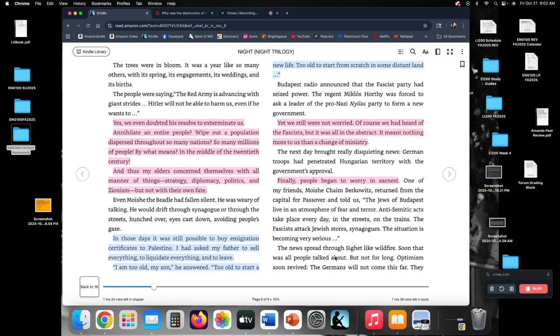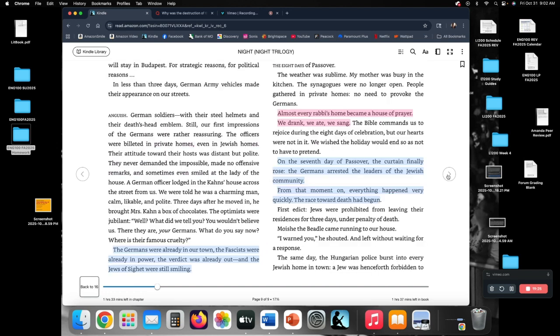Okay, so before that, I can't find. Sorry, if this were a one-to-one correspondence, this would be so much easier. The news spread, and this says, our first impression, here it is, our first impression of the Germans were rather reassuring. So just this idea of wanting to make everything better.